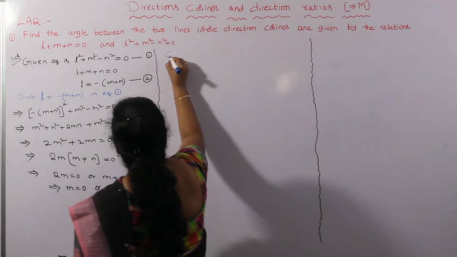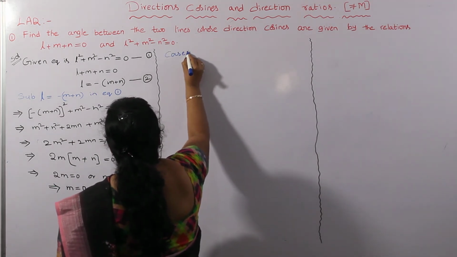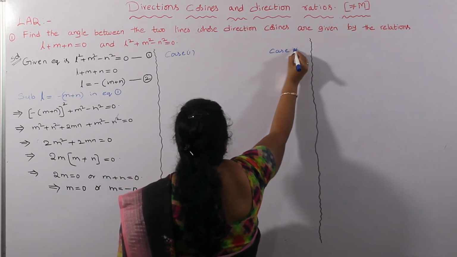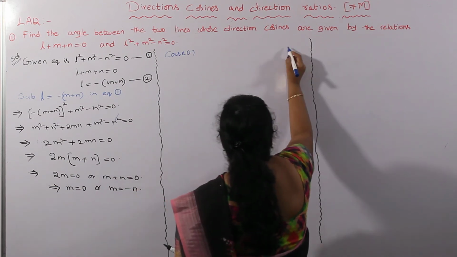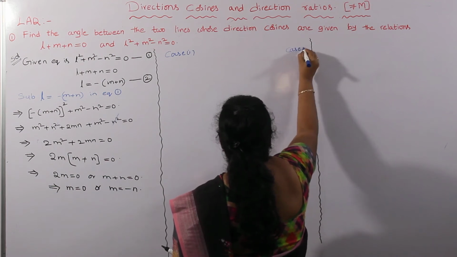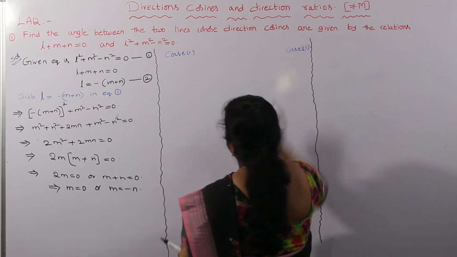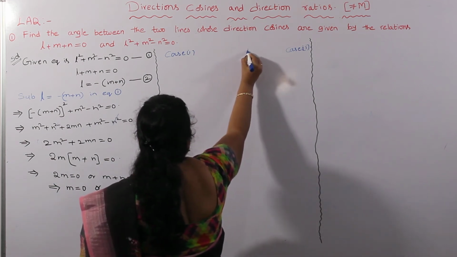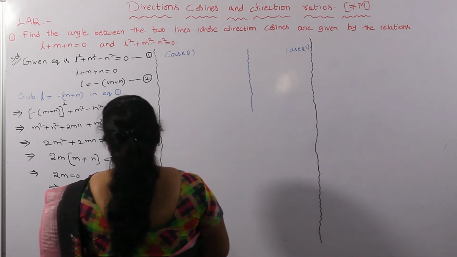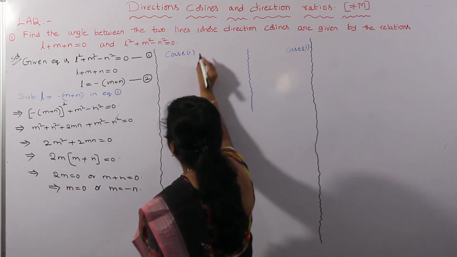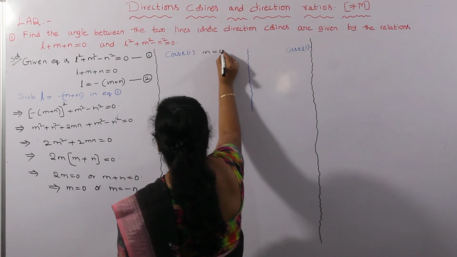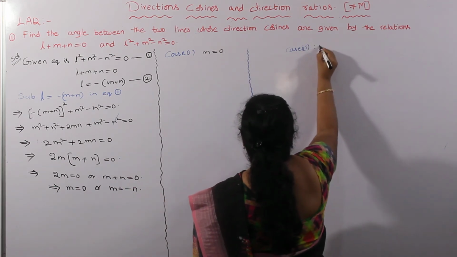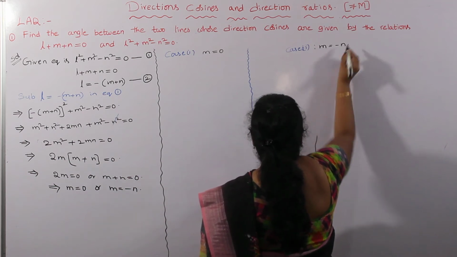Case 1 and case 2. In case 1 we take m is equal to 0, and in case 2 we take m is equal to minus n.